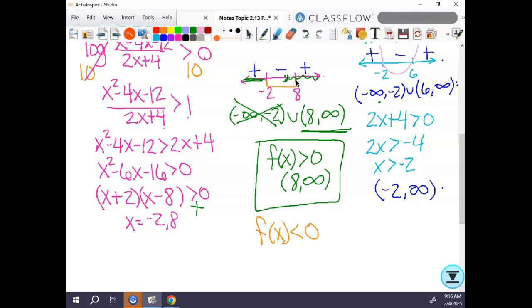But my domain can only go from 6 to infinity, right? So do I get to say f of x is less than 0 from negative 2 to 8? Where would it start? 6. It would just be from 6 to 8. Okay? Do you see how that works? Using those number lines there.